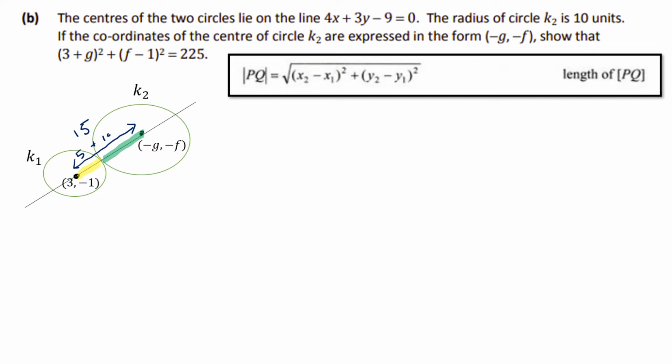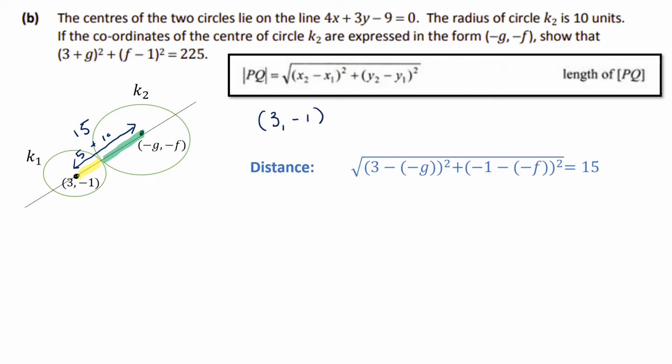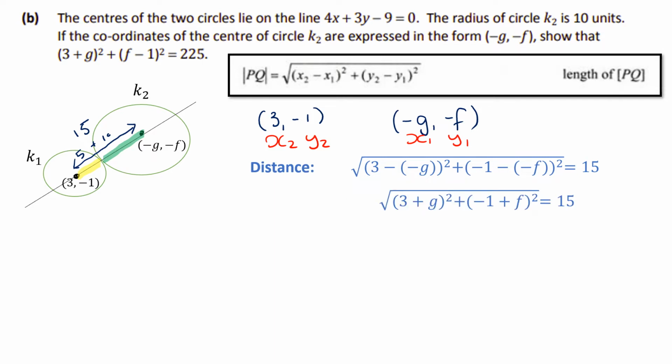So what I'm going to do is use my distance formula from page 18, and I'm going to work with those 2 points, and I'm going to sub in. So my points that I'm working with are (3, minus 1), and (minus g, minus f). You can do that in whatever order you want. I've ordered these x1, y1, and I've ordered this x2, y2, but either way it will work out. So subbing that in, I set it equal to 15. I'm going to tidy up the minuses here. So I get the square root of (3 plus g) all squared plus (minus 1 plus f) all squared is equal to 15.